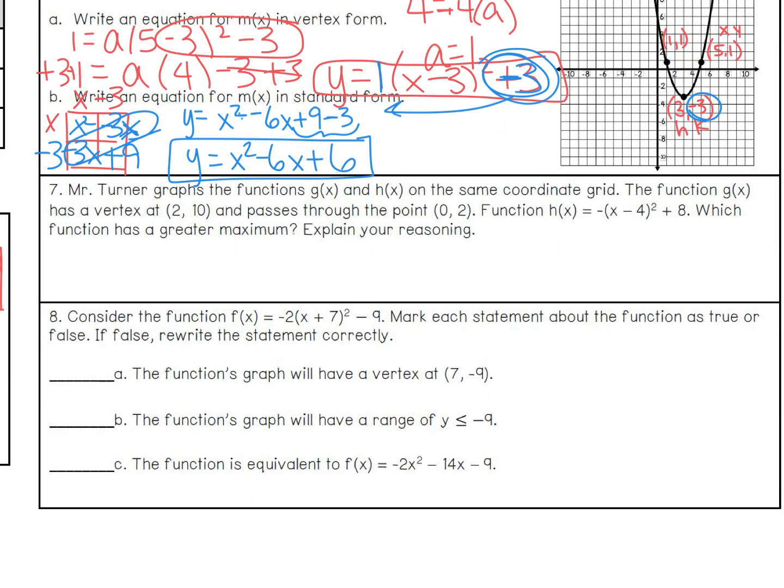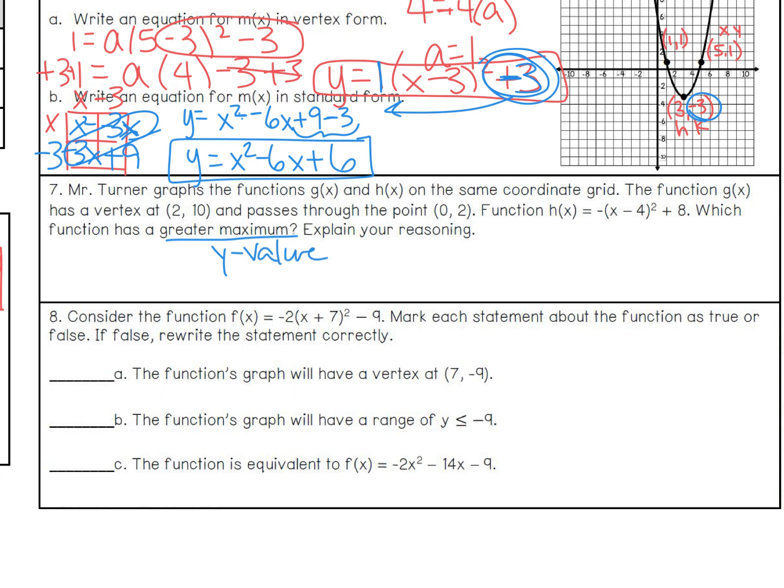Mr. Turner graphs the function g of x and h of x on the same grid. G of x has a vertex of (2, 10) and passes through (0, 2). Function h of x equals negative (x minus 4) quantity squared plus 8. Which function has a greater max? Guys, the max is just the y value. That's all we're looking at when we talk about max and min. We're just looking at the y value.